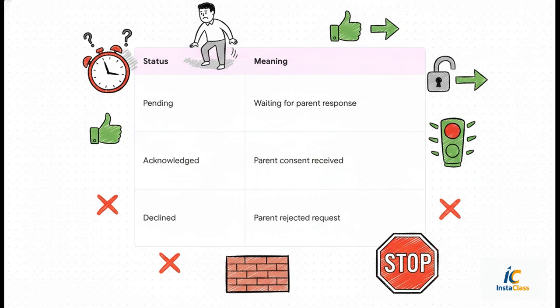statuses. Pending is simple, it just means you're waiting. Acknowledged, that's your green light, you've got parental consent. But declined, that's a hard stop. It means the parent has said no, and you need to find out why.